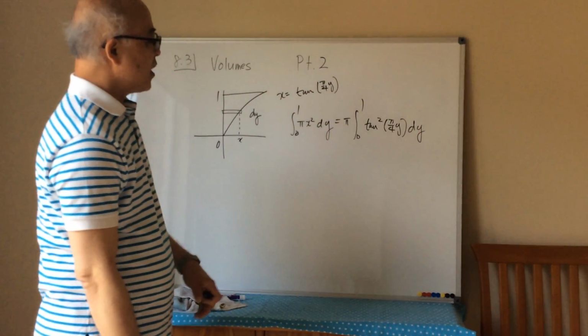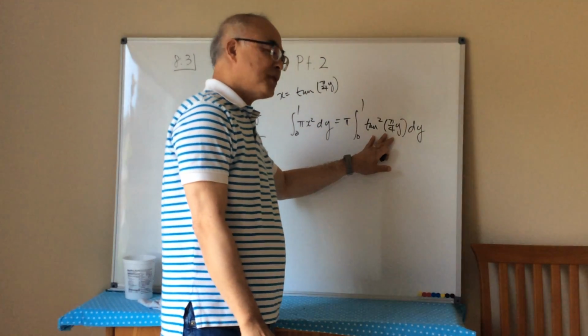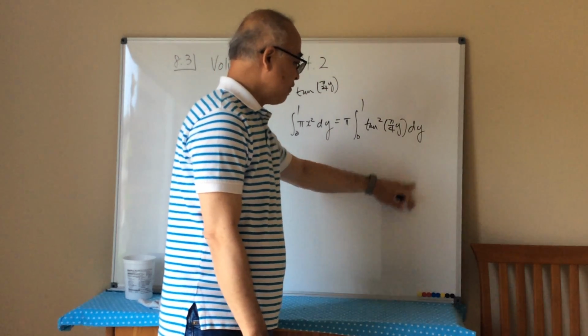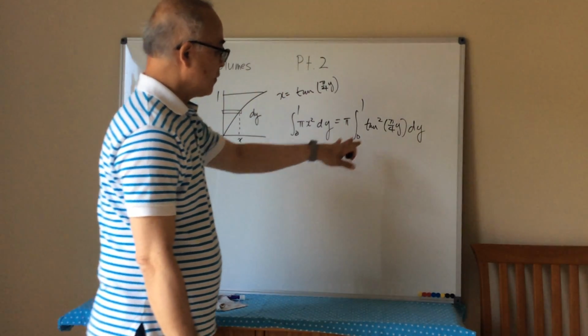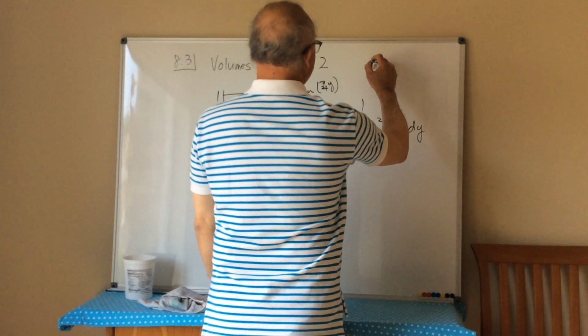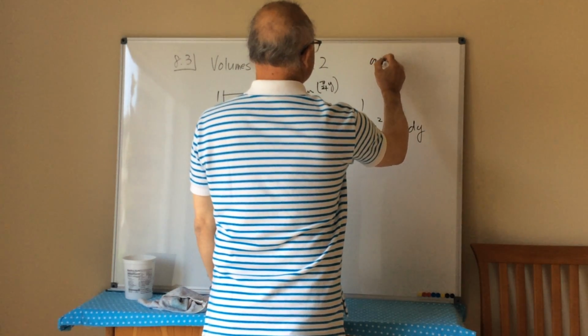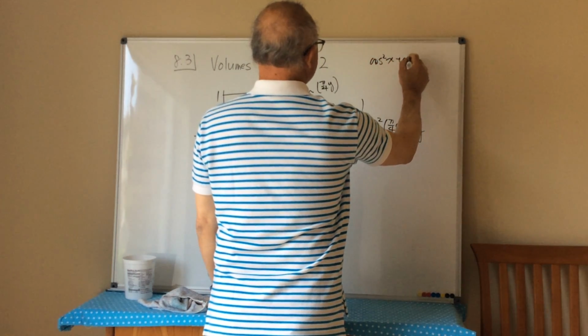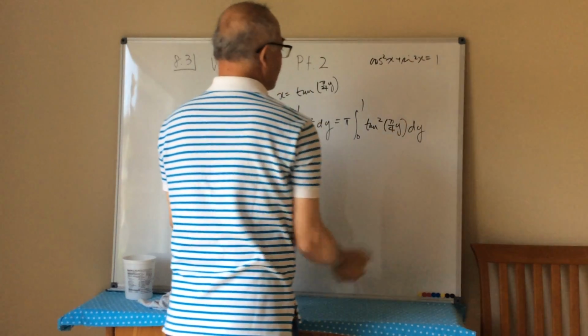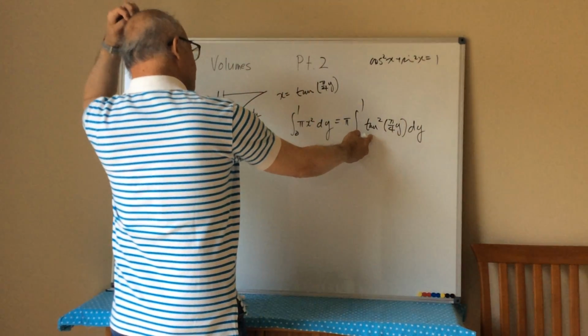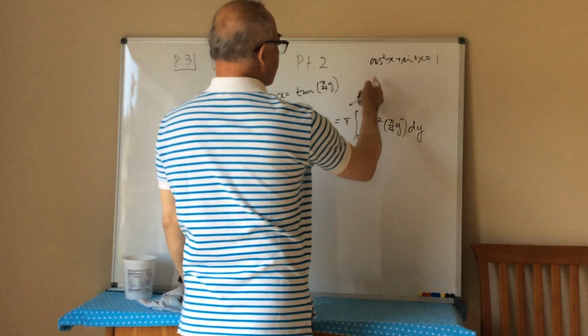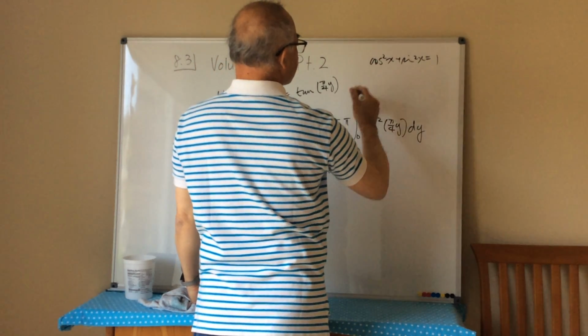Okay? Well, what am I going to do with this here? How am I going to solve this? What do I have here? I have cosine squared x plus sine squared x is equal to 1. I have tan squared here, so in order to achieve a tan squared, I'm going to have to divide everything by cosine squared.